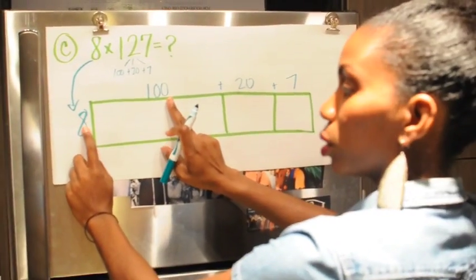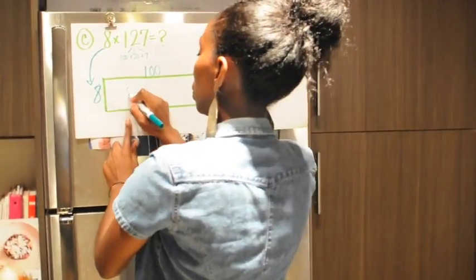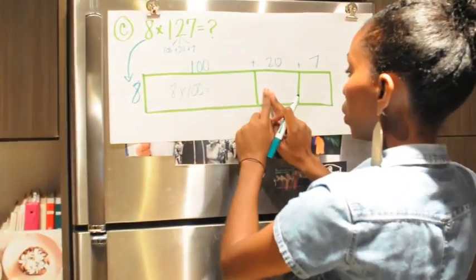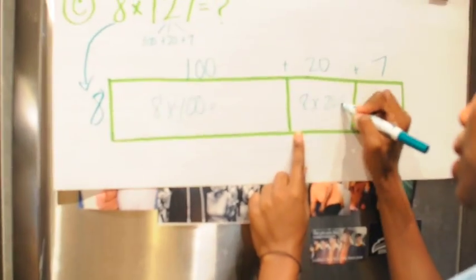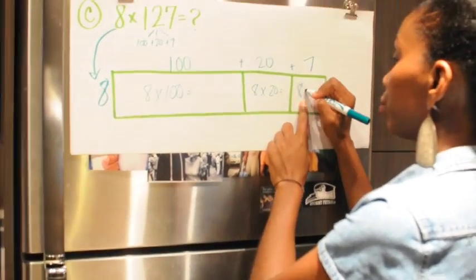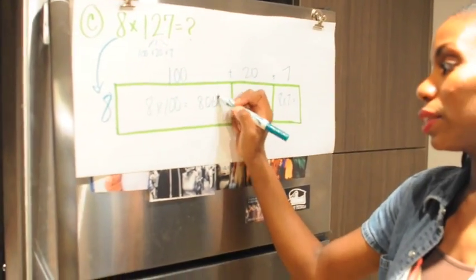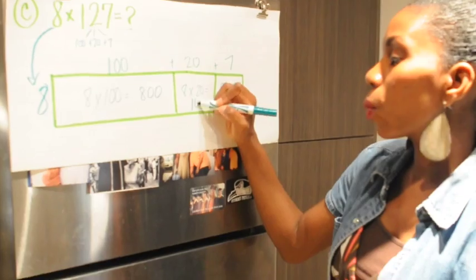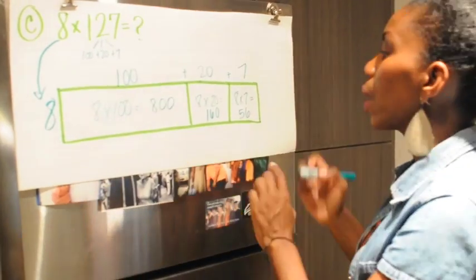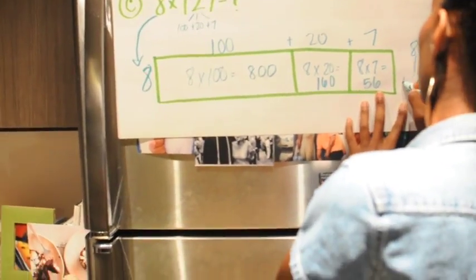Now, for the hard part. What goes in this box? There's a meeting of this 8 and this 100. So this is 8 times 100. Right in this box, there's a meeting of 8 times 20. And in our final box, there is a meeting of 8 times 7. And now I would simply figure out 8 times 100 is simple. That's 800. 8 times 20 would be 160. 8 times 7 would be 56. So now I'm going to come over to the side and I'm going to add 800 plus 160 plus 56.